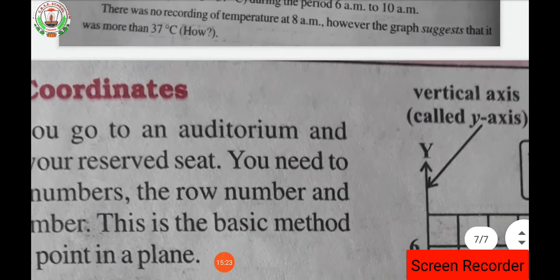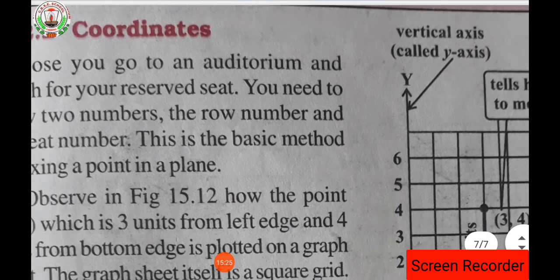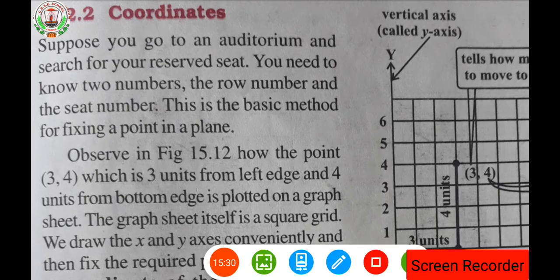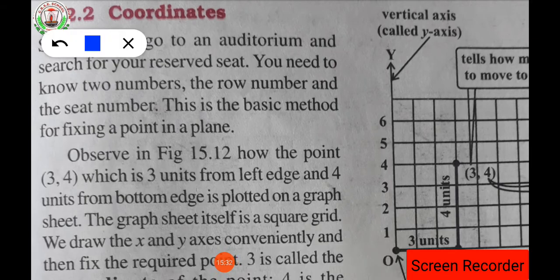Next we are going to see about coordinates. How many coordinates will there be in the graph? In the graph especially two types of coordinates will be there. x and y are the two coordinates.